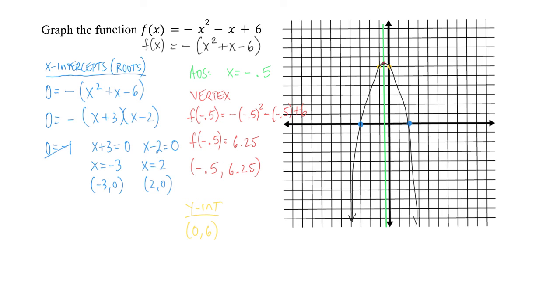Okay, so that's how we can graph, not really using the calculator. In part 2 of this, we'll apply this to a word problem, but that's how we go ahead and graph.